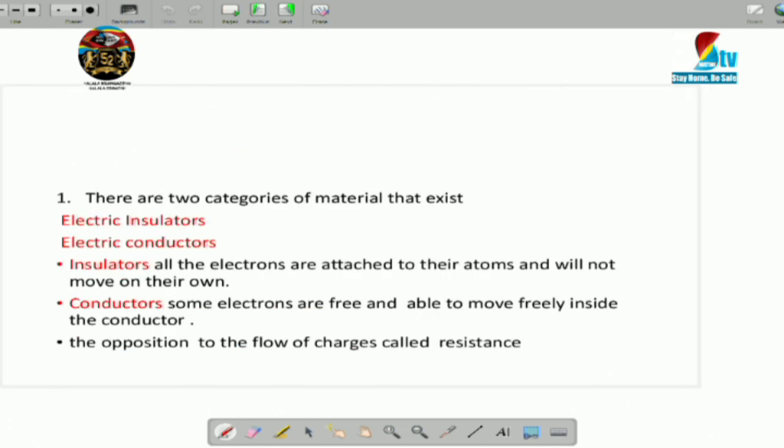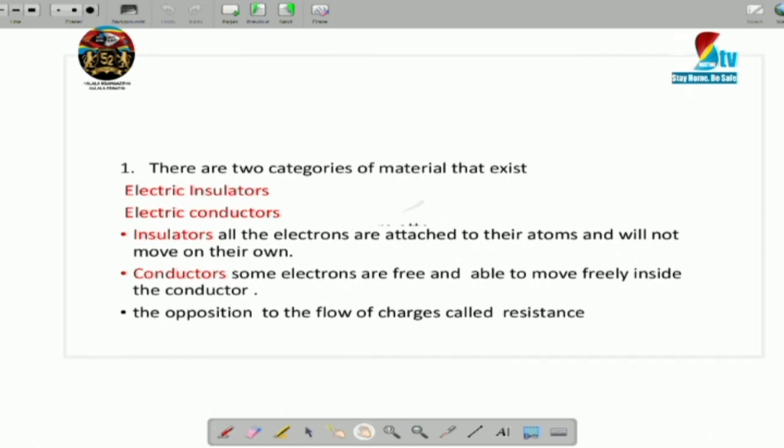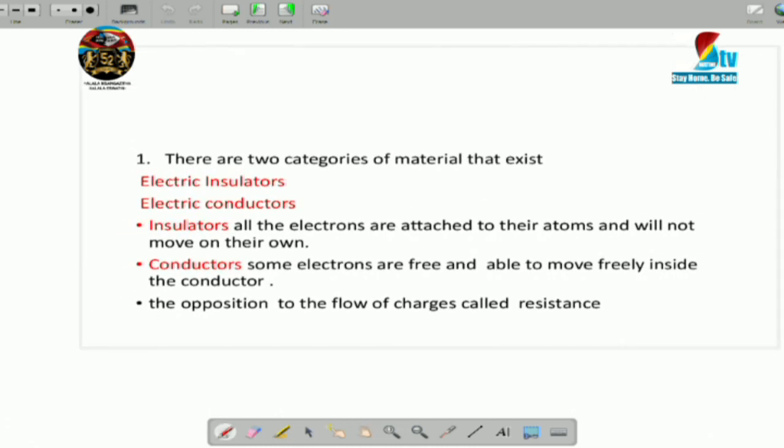I think this would now lead us to the next part, where we look at the insulators and the conductors. So we have what we call electrical insulators. Materials can be an electric insulator or an electric conductor. What is an insulator? In an insulator, all the electrons are attached to their atoms and will not move on their own. So the electrons do not easily move on their own.